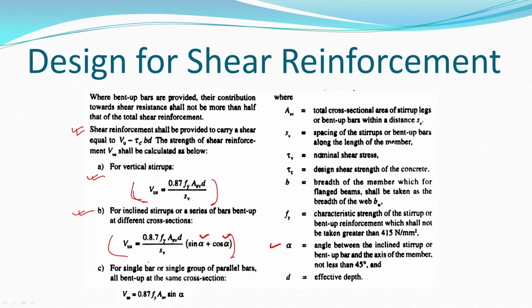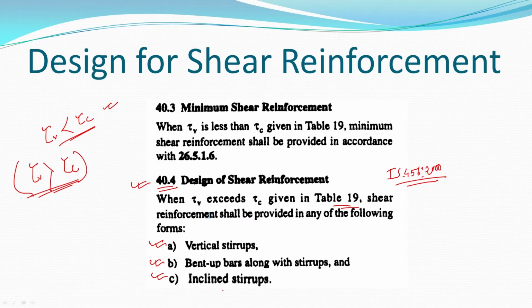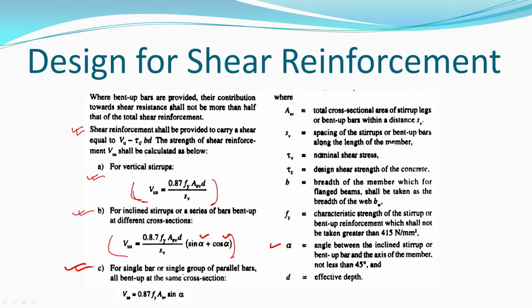Okay, now this is the last case for the inclined stirrup. For the single bar or single group of parallel bars, all bent up bars in the same cross section, this is the equation for that. Now here you can see ASB, SB, tau v, tau c, all of the terms you are already familiar with. So you just need to put the values over here and you will get the value of the shear reinforcement. Definitely we will solve some problems to make it more clear.